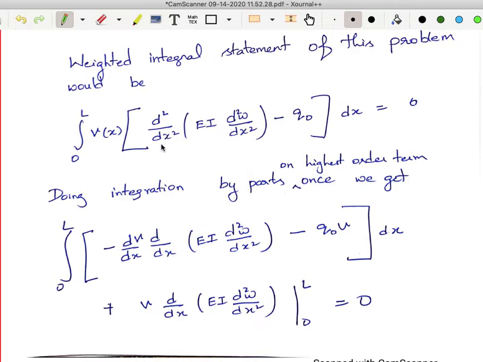So in this case, when we do the integration by parts for the first time, any time you transfer the derivative, so I am going to transfer one d by dx onto v, there is a change in sign. So the first time you do it, you end up with the integral from 0 to L of minus dv by dx into d by dx of EI into d square w by dx square, minus q naught, dx. This is the integral term. You are also going to get a boundary term. It will have no change of sign, which is plus v into, you remove one derivative, d by dx of EI into d square w by dx square, from 0 to L, equals 0.